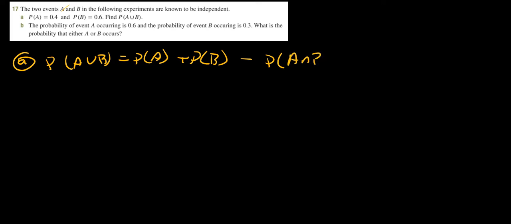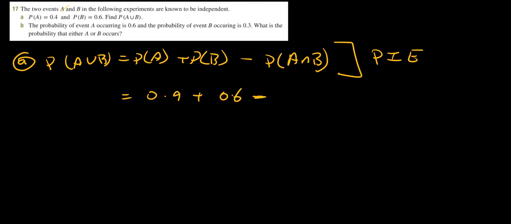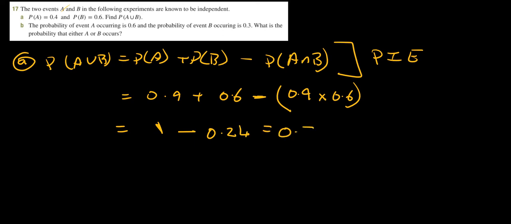Okay, so let's have a look. So we've got A. The probability of A union B is the probability of A plus the probability of B minus the probability of the intersection. And this is called the principle of inclusion-exclusion. So let's fill it in then. We've got 0.4 plus 0.6 minus the intersection, which is 0.4 multiplied by 0.6. That just gives 1 minus 0.24, which gives 0.76.